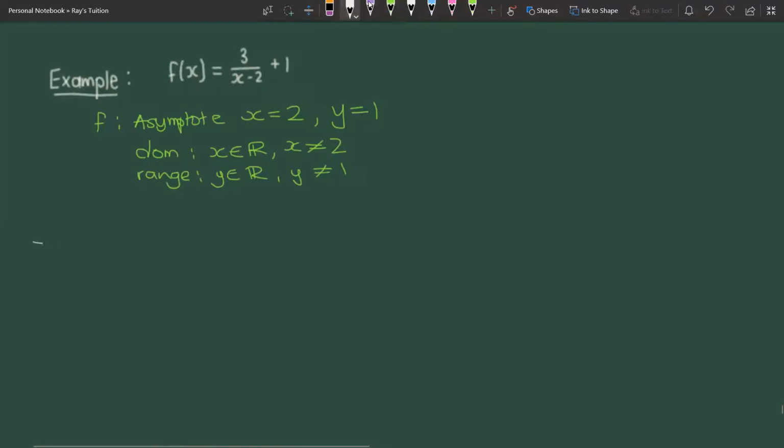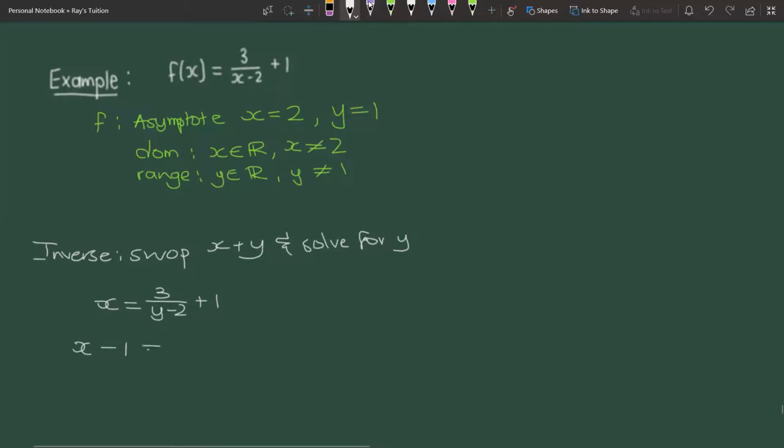So to find the inverse, what do we do? We swap x and y, and we solve for y. Let's do that. So in the place of y, we're going to put x, and x = 3 over (y minus 2) plus 1. See, we have swapped x and y. So now I'm going to take the 1 over, and I have x minus 1 is equal to 3 over (y minus 2). I want the y in the top, so I'm going to invert both sides.